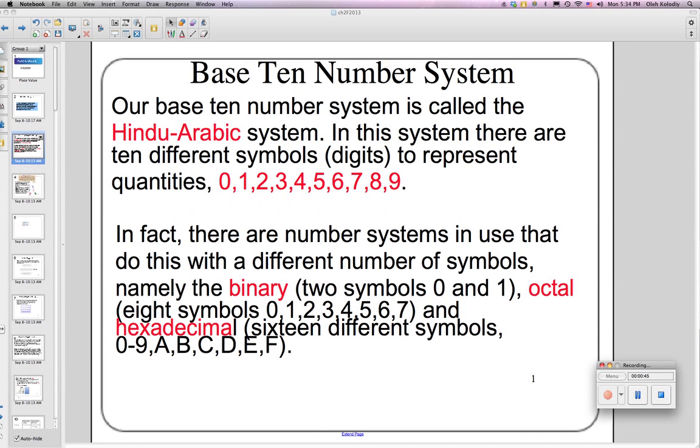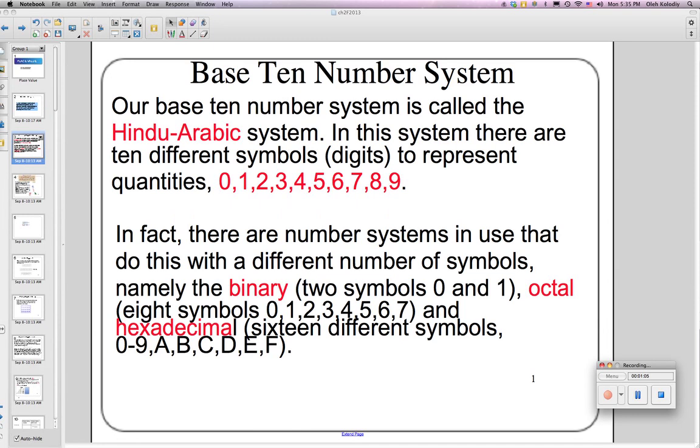We have what's called the base 10 number system. It's also called the Hindu-Arabic system. In this system, there are 10 different symbols or digits to represent quantities. And here they are in red: 0, 1, 2, 3, 4, 5, 6, 7, 8, 9.